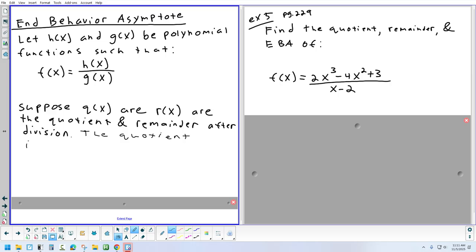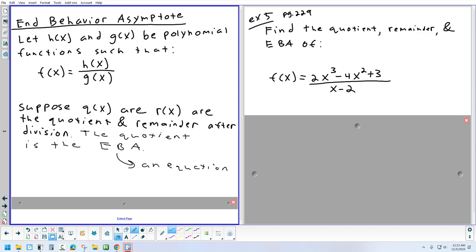So the quotient is the EBA. So finding the EBA isn't really anything new. It's not like something we haven't done before. The quotient is the EBA. Just remember, anytime you write an asymptote, it has to be an equation. So if I ask you for an asymptote and you just tell me a number like 5, that's not an asymptote. It could be y equals 5, x equals 5, but it's got to be an equation.